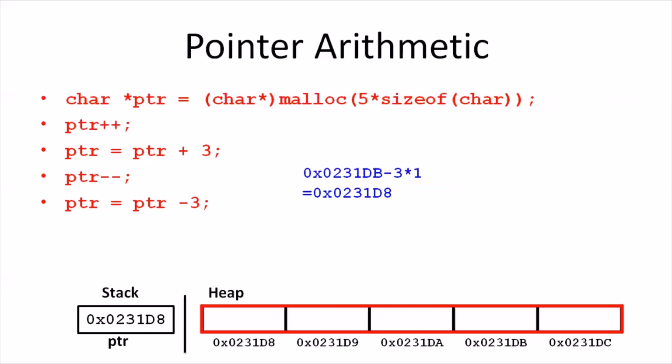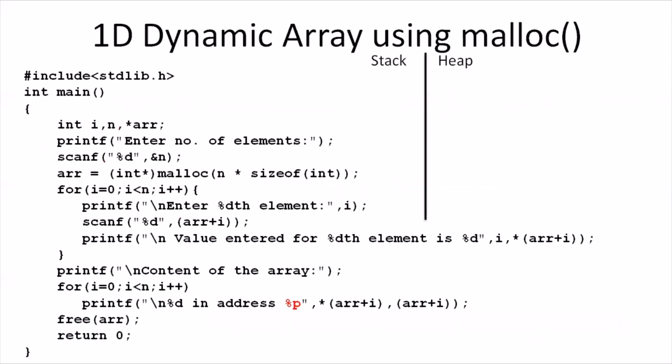Now let us take a look at a program that not only creates a one-dimensional array, but also stores and retrieves values from its cells. First, we will see the basic benefit of dynamic memory allocation. Static arrays are created without considering the requirement of the array. Usually, we keep the size of the static array significantly high so that there is no shortage of space.